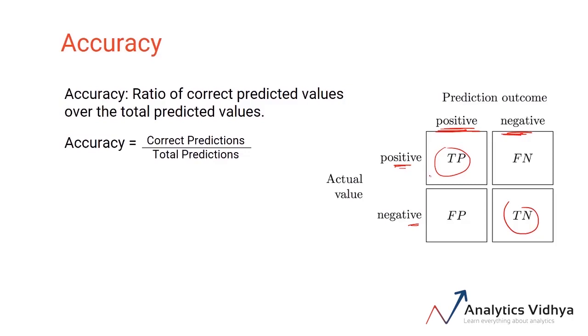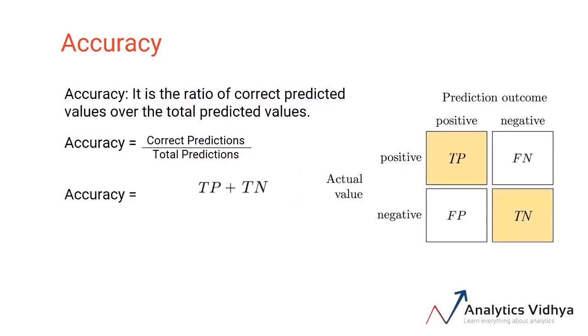So the accuracy can be denoted as the true positives plus true negatives, the correct predictions, over total predictions. The total predictions would include all these four values, right? So I can write accuracy as true positive plus true negative upon true positive, false positive, false negative, plus true negative. Pretty straightforward, right? Let's take up an example to understand how accuracy works.